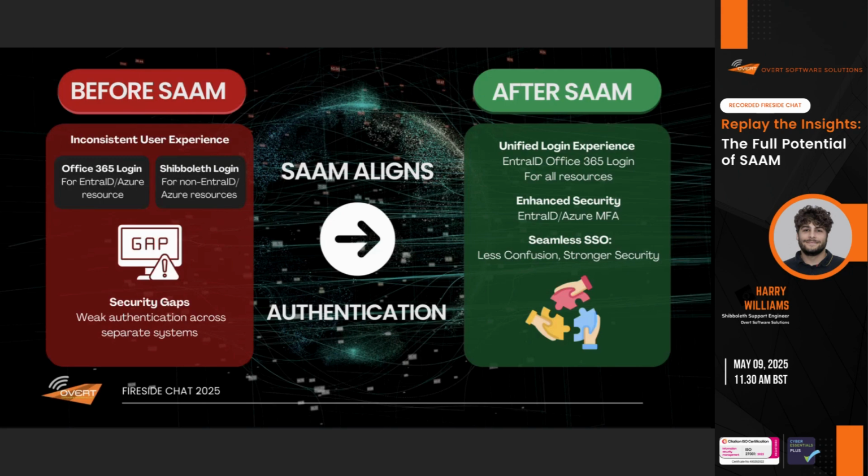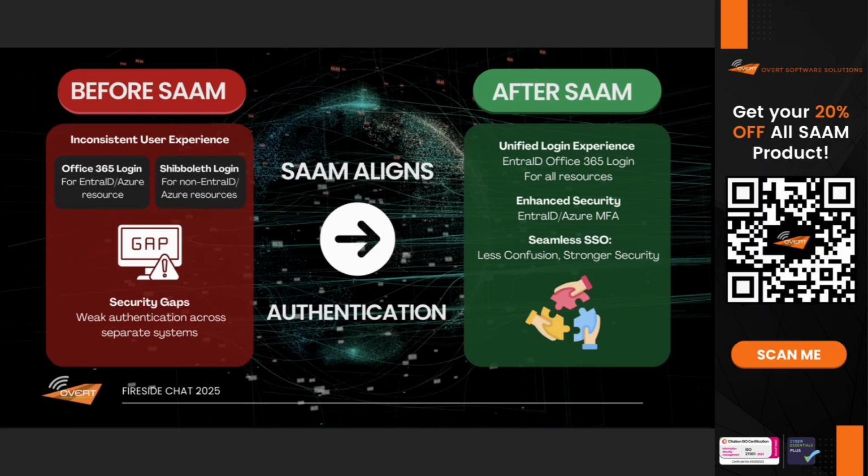If you take a look at this slide, before SAM, you've got Shibboleth login for non-Entra ID resources and an Office 365 login for Entra ID resources, which results in users needing different logins and passwords for different services. Several password resets later, the IT department will most likely be wishing it was a lot more simple. After SAM, it's all unified under that Entra ID Office 365 login. It aligns everything so users get a smooth, consistent login experience across the board, whether they're in academia or enterprise settings.